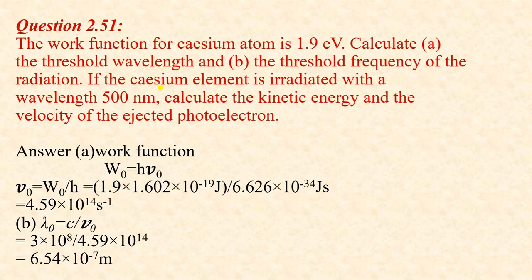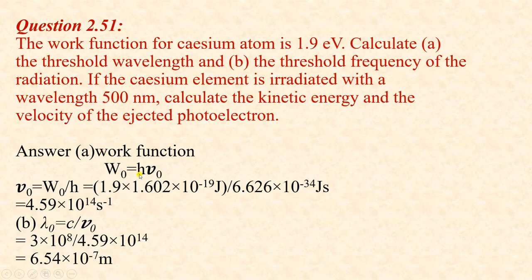Next question, question number 51. The work function for cesium atom is 1.9 electron volt. Calculate threshold wavelength and threshold frequency. If the cesium element is irradiated with a wavelength of 500 nanometer, calculate the kinetic energy and the velocity of the ejected photoelectron. Now in this question work function is given, and the formula of work function is W naught is equal to h nu naught.